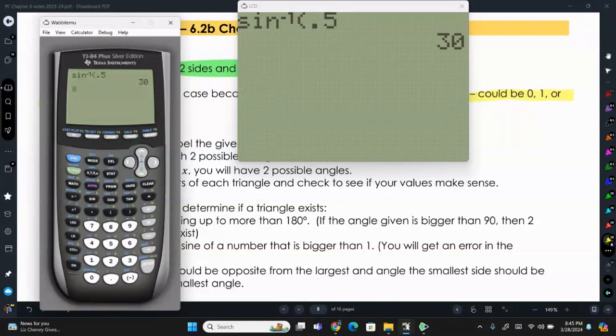So what that tells us is that if we get to a situation with the law of sines where we have to take the inverse sine of 0.5 or 1/2, well, that angle could be 30 degrees or it could be 150 degrees. So we have to use both situations. So when we take the inverse sine, we're going to have to do 180 minus that angle.